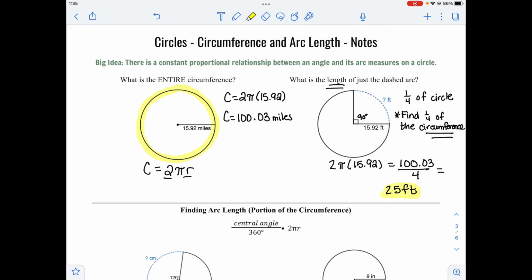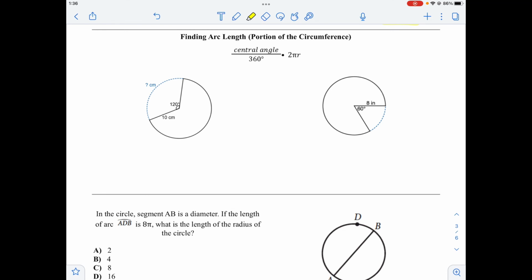There is a definite proportion that we can use to find these arc lengths. We're given an example where we know the central angle is 120 degrees. We know what the radius is, and we do not know the arc length. So we're going to use this proportion: the central angle amount divided by 360, and then times the circumference. So we have to know the radius, or we can replace the 2 and the r with the diameter.